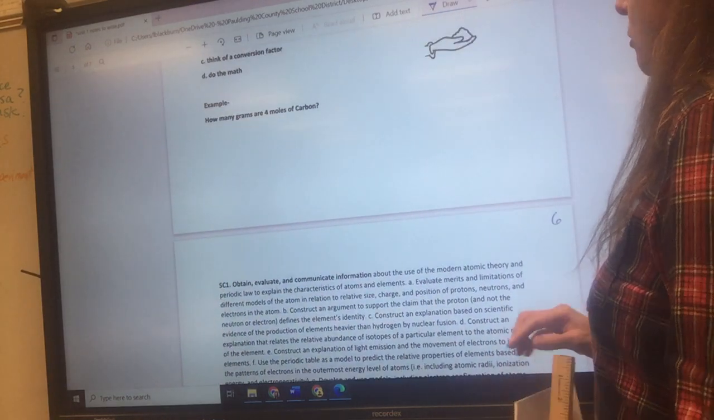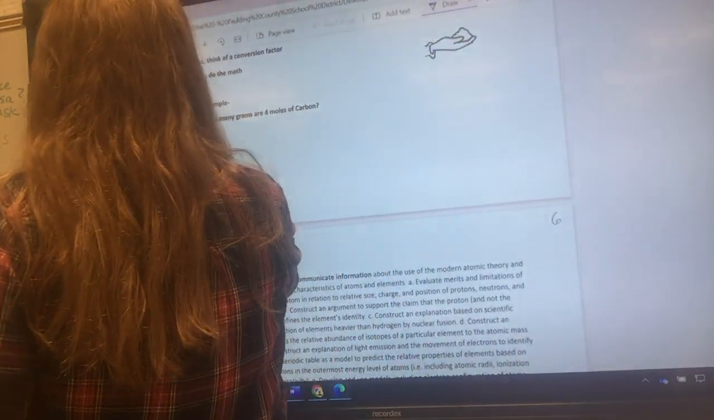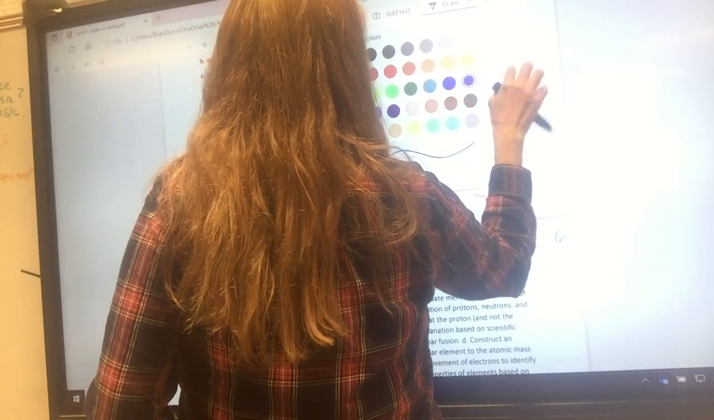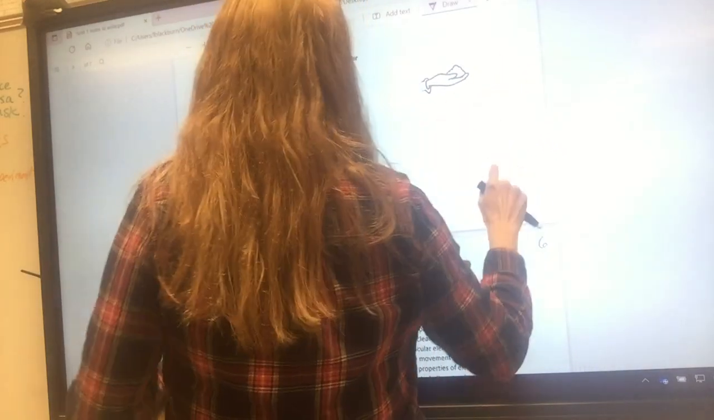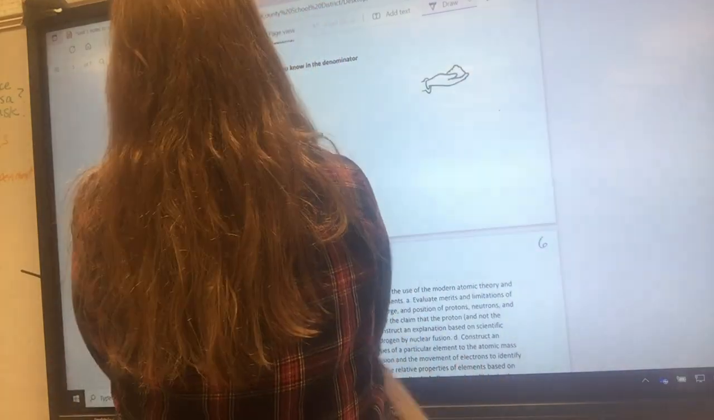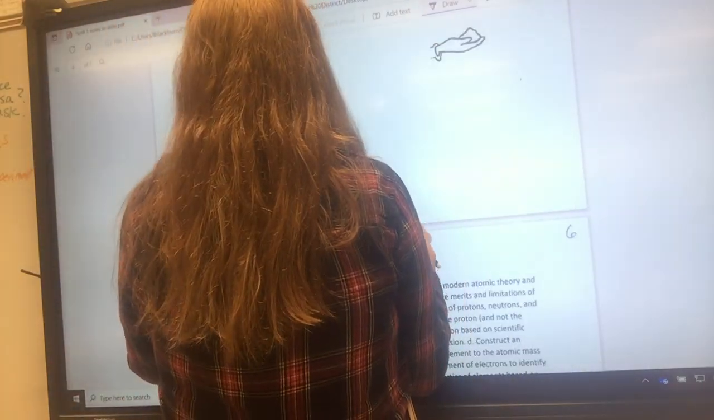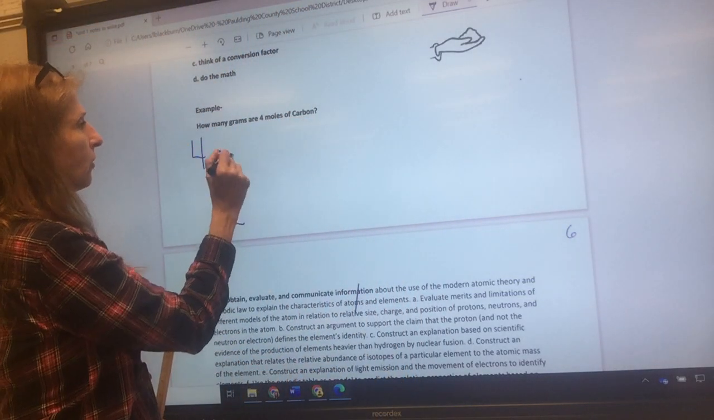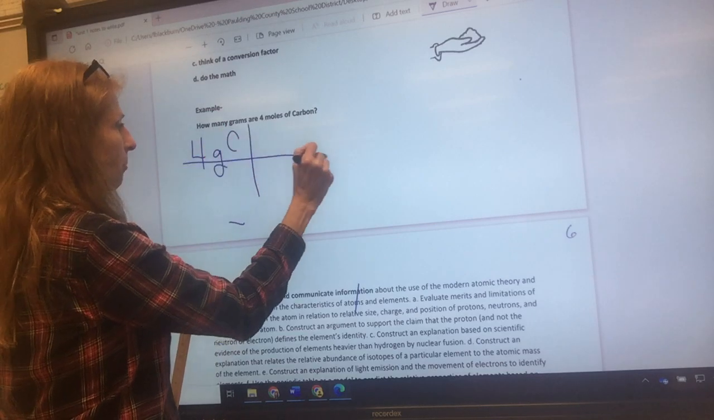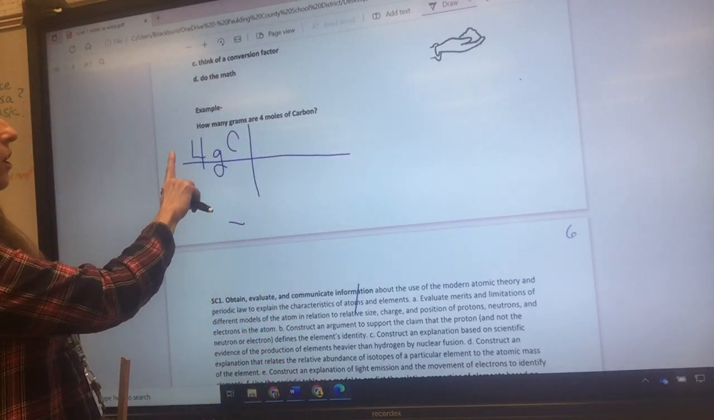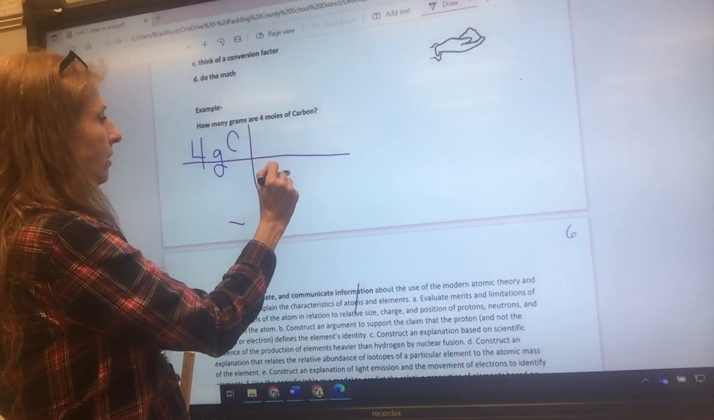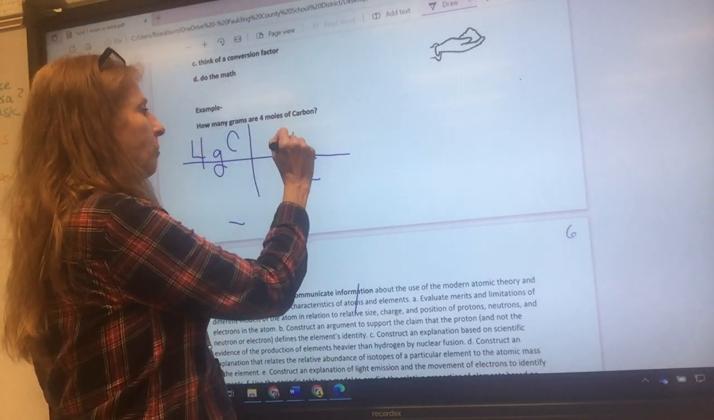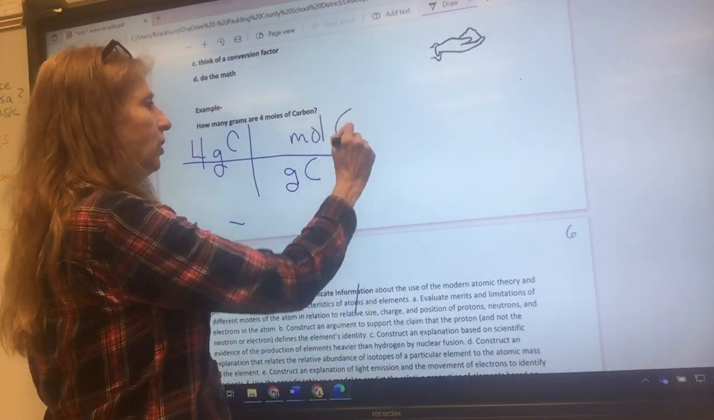Okay, so let's do an example problem of this. How many grams are 4 moles of carbon? Let's see if it'll let me write now. I think the problem is it keeps getting bigger and smaller. Oh, starting to write. Okay. So I start with what I know, 4 grams of carbon. I draw my train tracks. I push what I know to the denominator. Grams of carbon. I write what I want, moles of carbon, in the numerator.